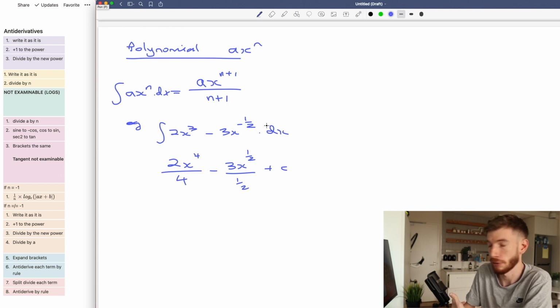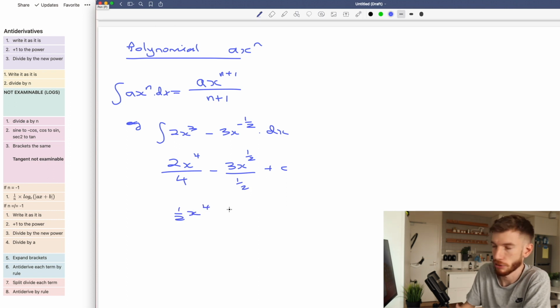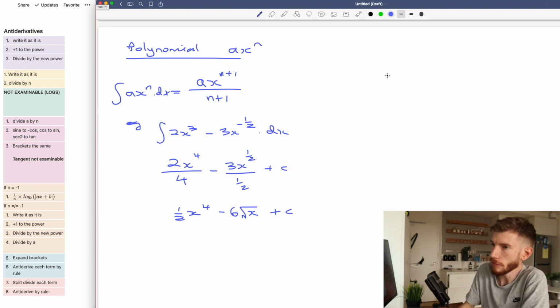So when we're anti-deriving backwards, we don't know what it's coming from. So we just write c. And so then if we clean this up, 2 over 4 is a half. So we can just write half x to the 4. And over here, 3 divided by a half is 3 times 2, so negative 6. And then x to the half is the square root of x if we want to express it like that. And then plus c, and we've applied it to even a more complex polynomial.